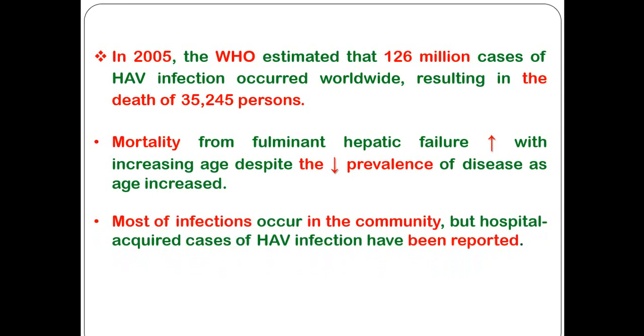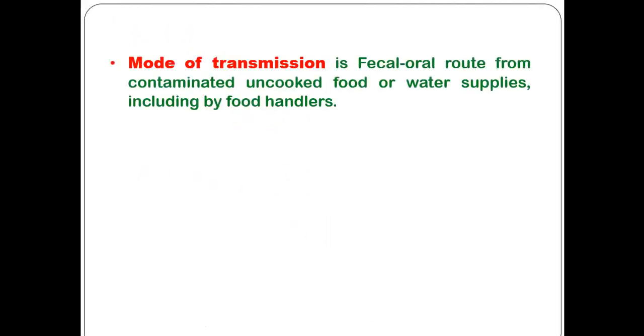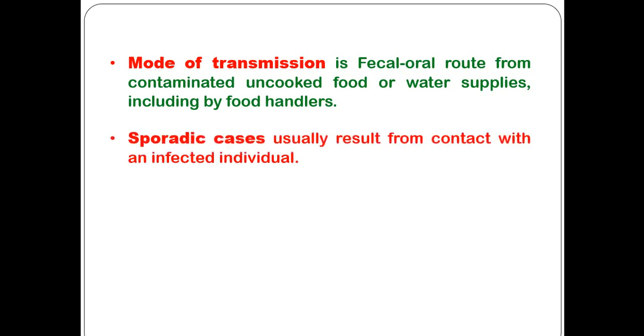Most infections occur in the community, and we will know why, but hospital-acquired cases have been reported. The main mode of transmission of the virus is the fecal-oral route, from contaminated uncooked food or water supplies, including by food handlers. So it's mainly a foodborne disease. Sporadic cases usually result from contact with infected individuals.